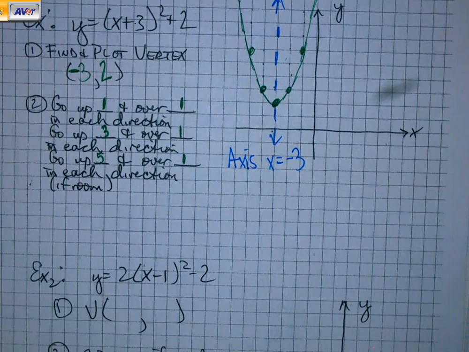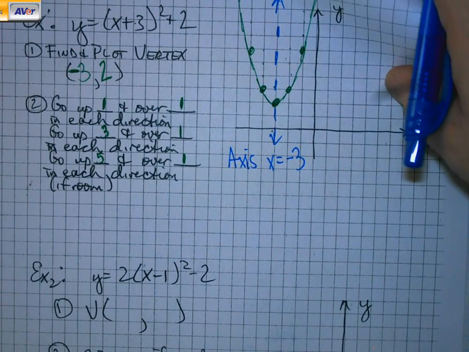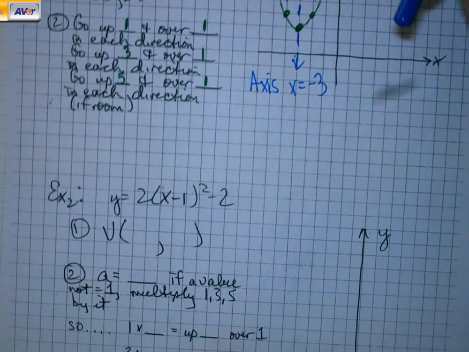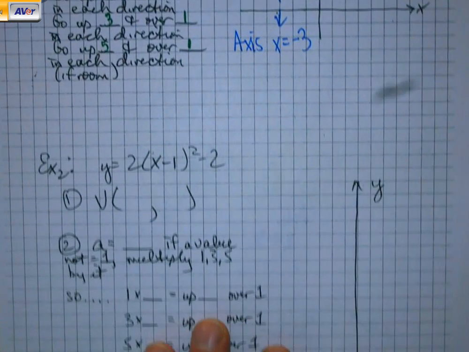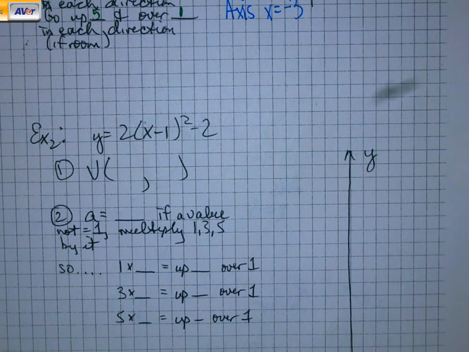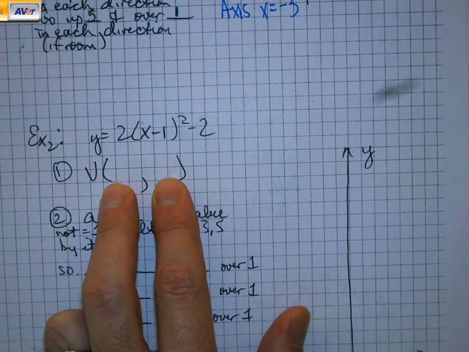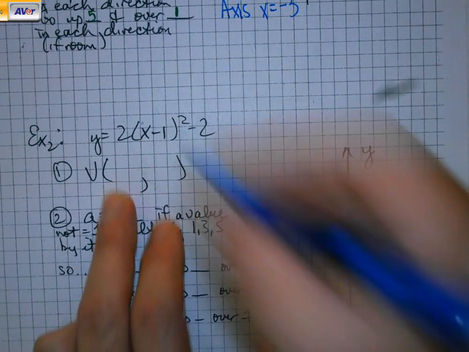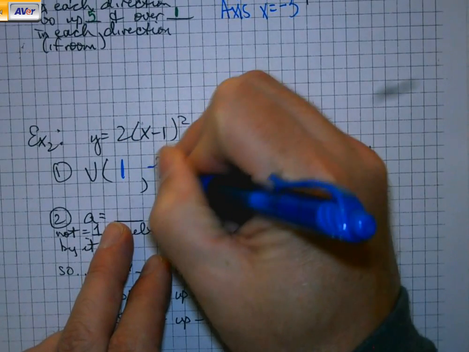And just like the other ones, the only twist is going to show up if there's a number in front. If there's a number in front, we have to make an adjustment. It's not going to mess with my vertex, though. What's my vertex on number 2 here? 1, negative 2. You're like, it's just like the one on the front, Harty.